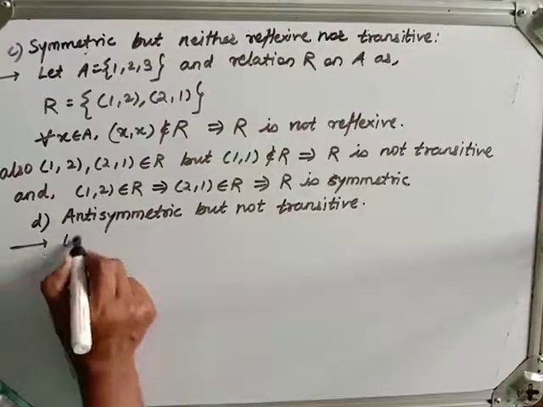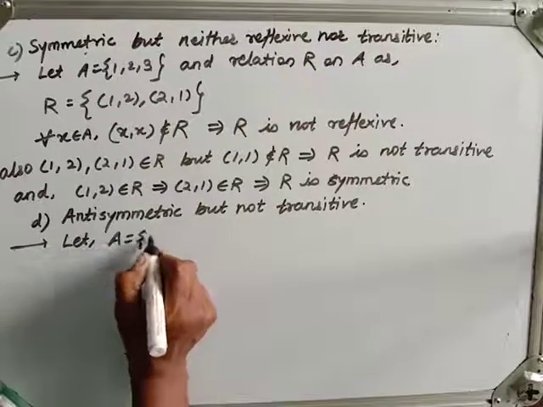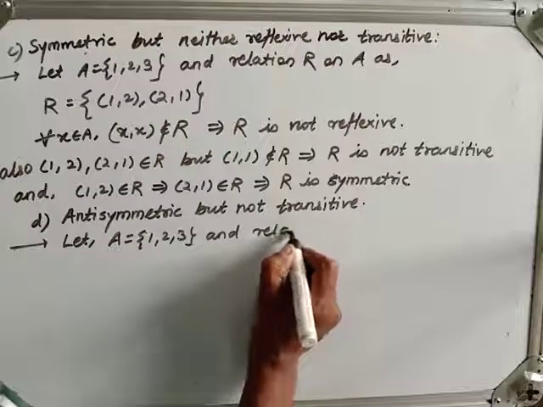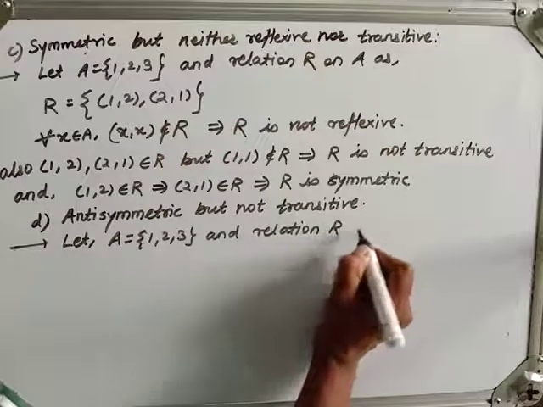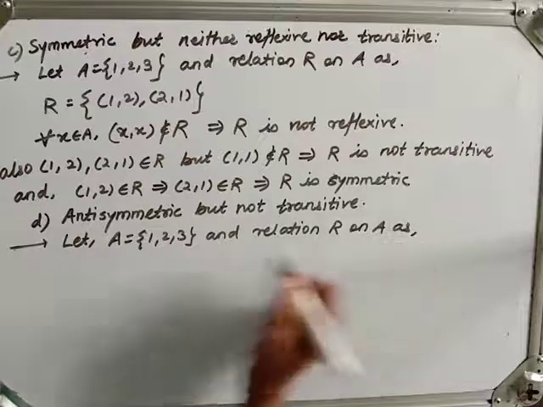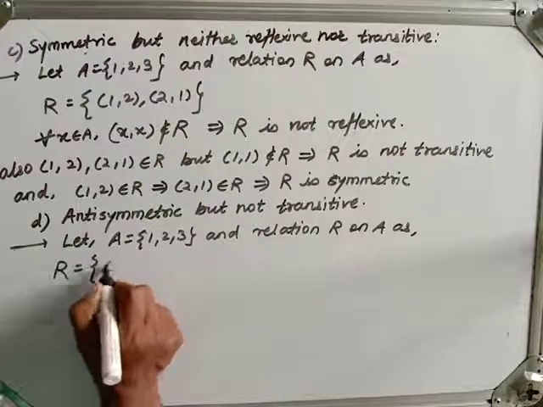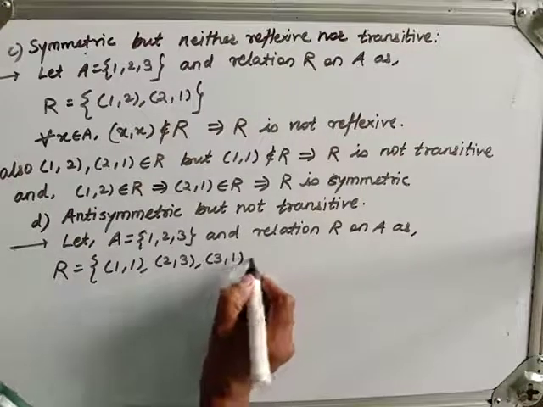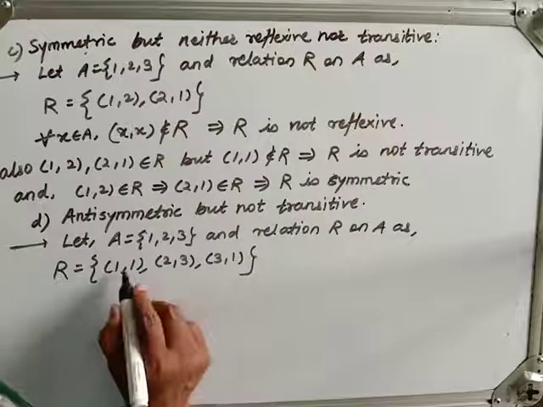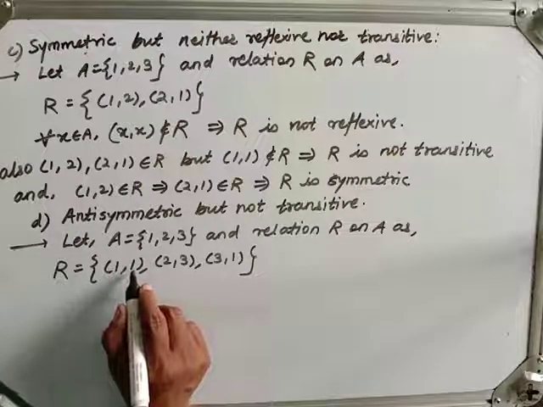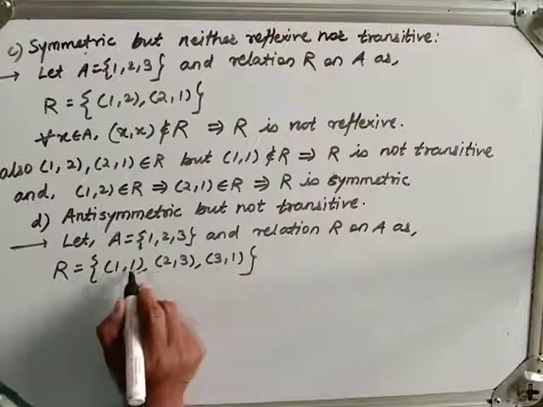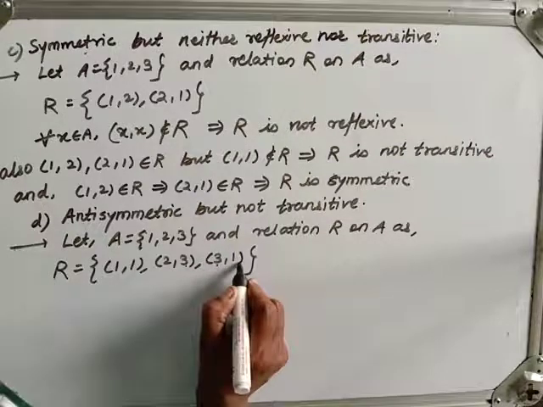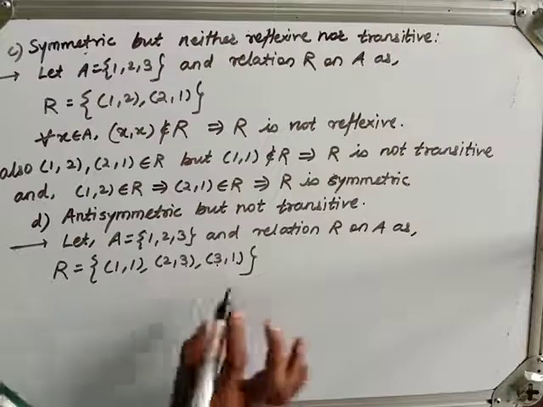So again let A be the set with elements 1, 2, 3 and a relation R on A, suppose R consisting of the ordered pairs (1,1), (2,3) and (3,1). Now here 1 related to 1, 3 related to 1 is there. 2 related to 3, 3 related to 1, but 2 related to 1 is absent.